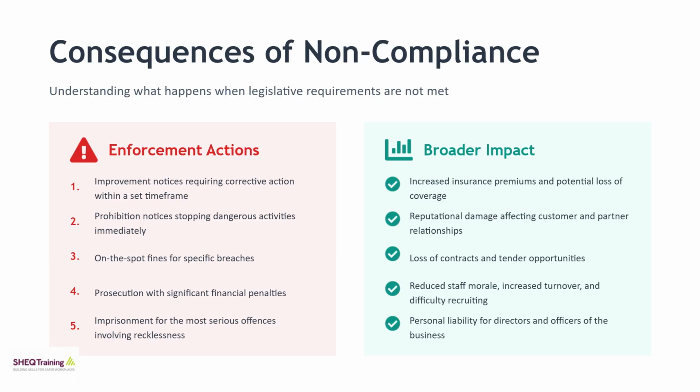This part covers what happens when organizations don't meet their legislative requirements. On the enforcement side, regulators have a range of tools, from improvement notices that require you to fix issues within a set time frame, through prohibition notices that can shut down dangerous activities immediately, to fines, prosecution, and in the most serious cases, imprisonment. But the consequences go beyond legal penalties.